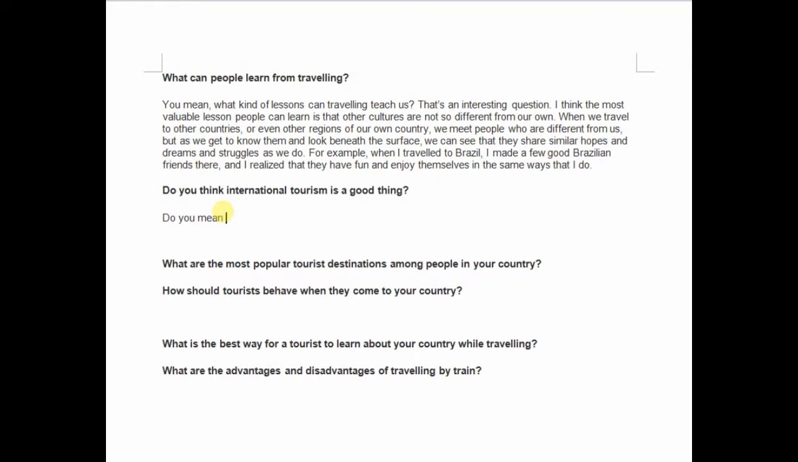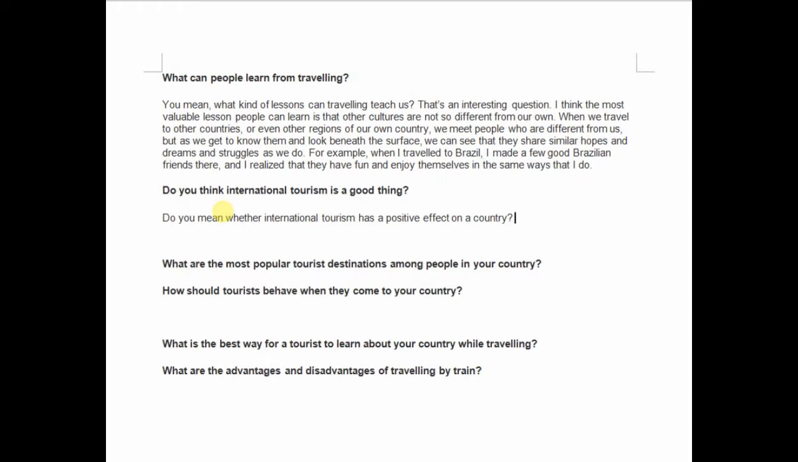Do you mean whether international tourism has a positive effect on a country? Okay, so we're rephrasing the prompt, okay?